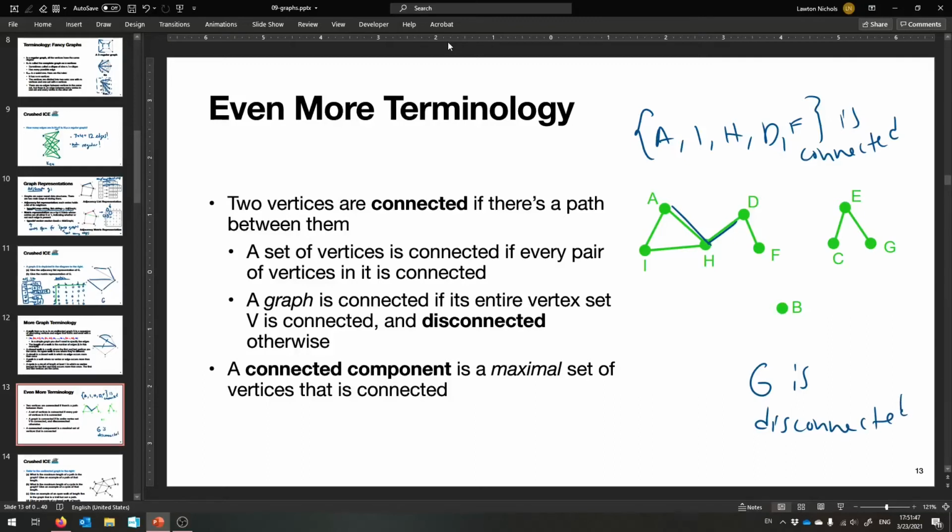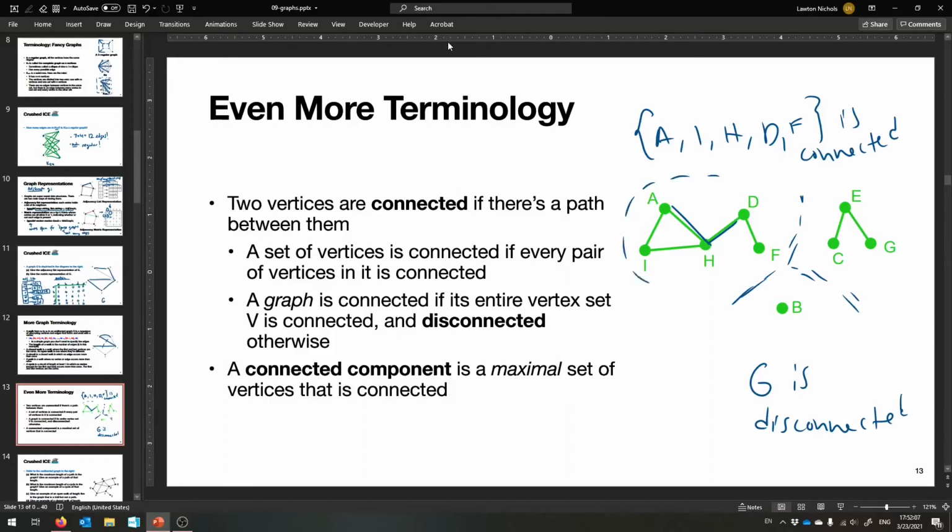Because they're little islands. We can't get from F to C, we can't get from D to B, things like that. Okay, so there's like a partitioning going on here in a sense. Yeah. So that brings us to connected components. So these little partitions, those are connected components.